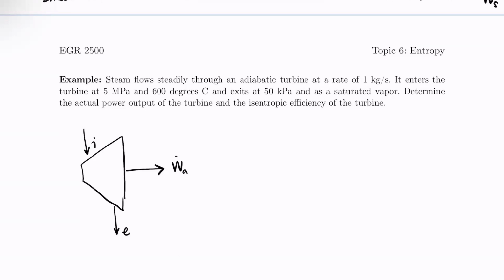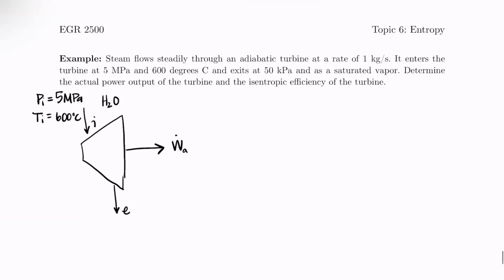And we're given several things. So we know that this is water. So we have a stream of water coming in and out. At the inlet, we know that the pressure is 5 megapascals and the temperature is 600 degrees C. And then at the exit, we know that the pressure is 50 kPa and that it is a saturated vapor.